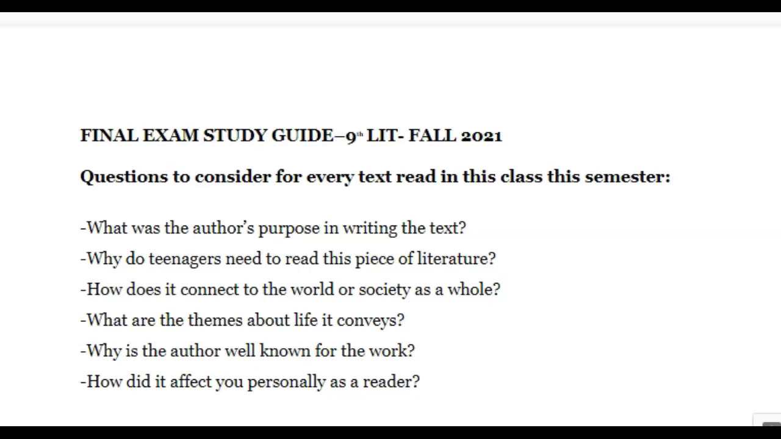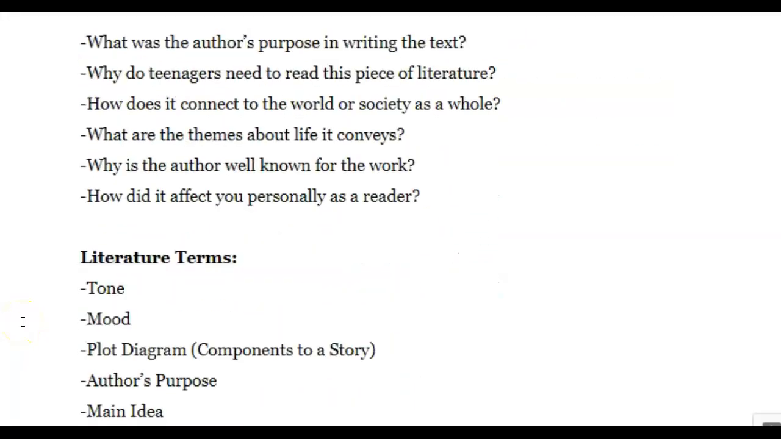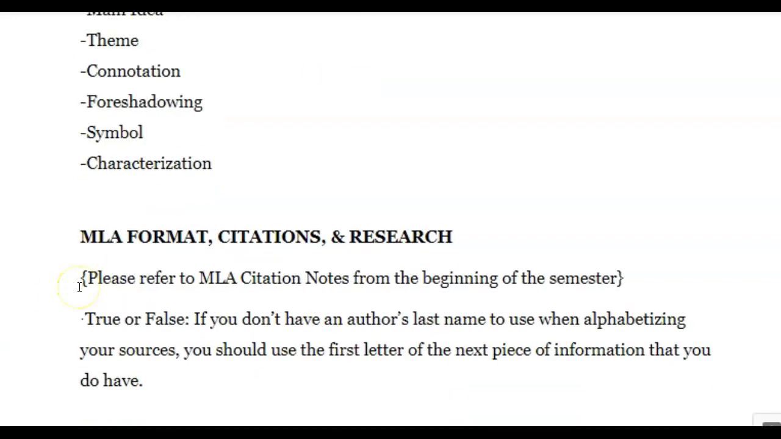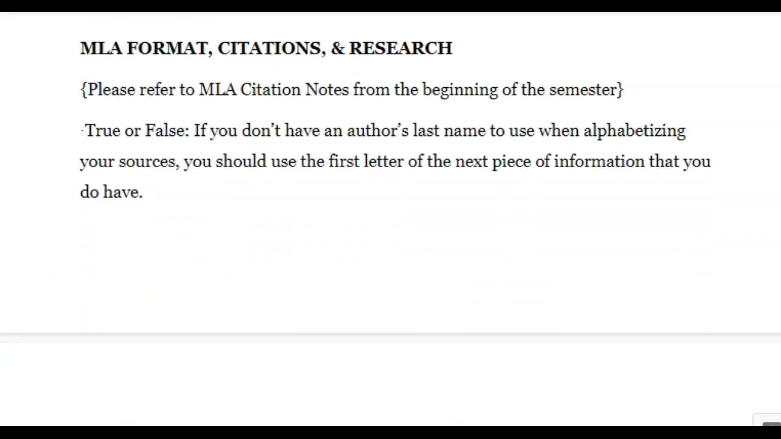So these were some topics that we covered throughout the semester. All right, some literature terms. I think I went over these in class. Next is MLA format and citations.